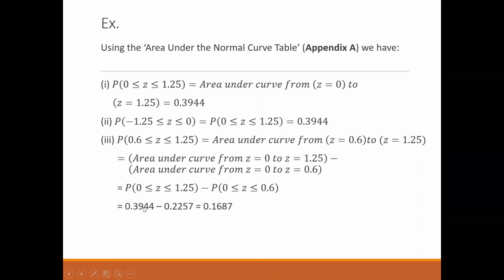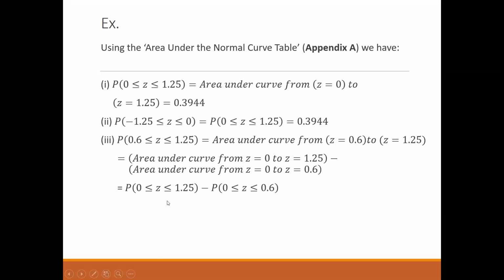For 1.25, we already saw the probability was 0.3944. And this value, we got it from the normal curve table, which I just showed you before. And for 0.6, it was 0.2257.